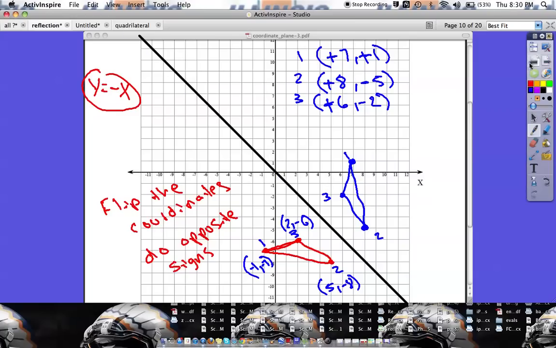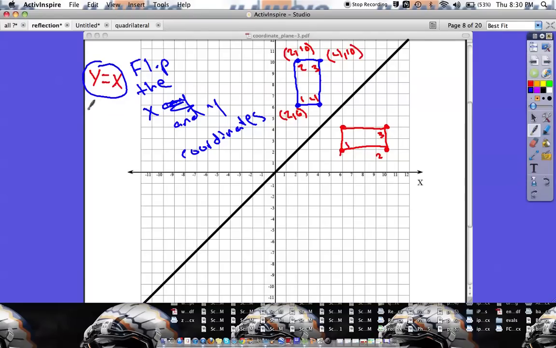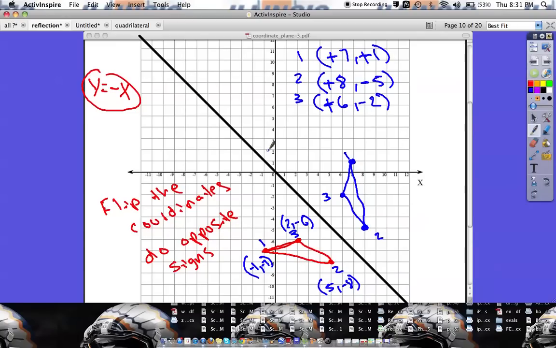So again, the difference between these two: if it's y equals x, remember the line goes through 0, and it just goes up every 1, so it's pretty easy to draw the line on here, and all we do is flip the x and the y coordinates. When I get to y equals negative x, the line is going the opposite way. It's going through 0 still, but going the opposite direction, where it just keeps going up 1 over 1, up 1 over 1. And for the coordinates, we still flip the coordinates, but you've got to do the opposite sign.